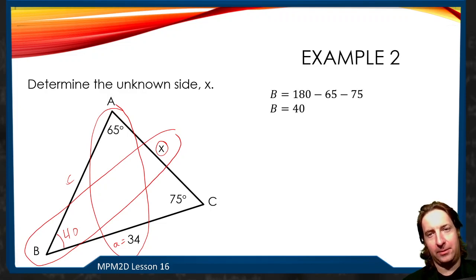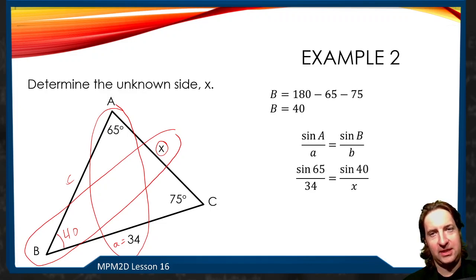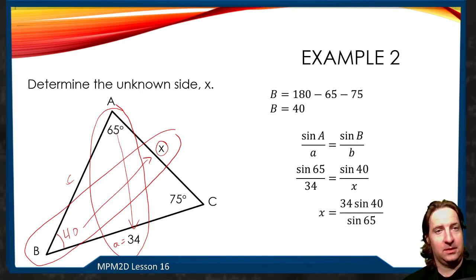So now that I have angle B, I know 40, and have this pair now, 40 and X, and I have the other pair, 65 and 34. I can plug those into my sine law formula, right? So sine of 65 divided by its opposite, 34, is equal to sine of 40 divided by its opposite, X. And then X is just going to be, again, we multiply across the diagonal, 34 times sine 40, and then divide by the third side, sine 65. Sorry, by the third piece of information in our proportionality statement.